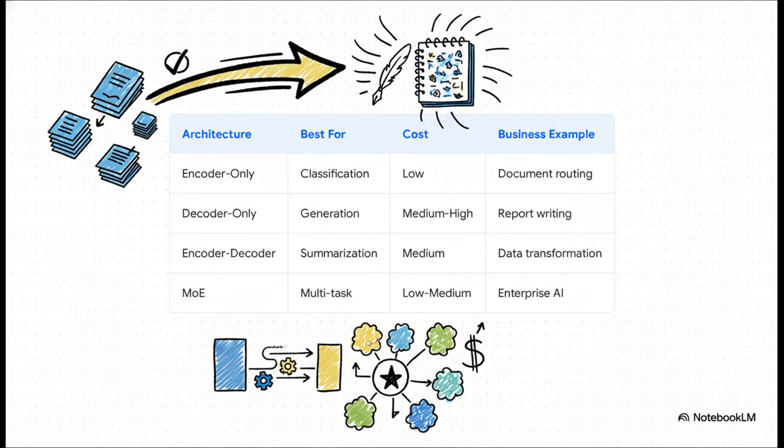So when you lay it all out, you get this really clear map. The encoder-only models, your analysts, are fast and cheap for classification. The decoder-only models, your creators, are super versatile, but they're going to cost you a bit more. The encoder-decoders, the translators, are your mid-cost specialists for any transformation task. And the MoE models, they give you this fantastic bang for your buck, a great balance of performance and cost, especially if you have a lot of different jobs to do.